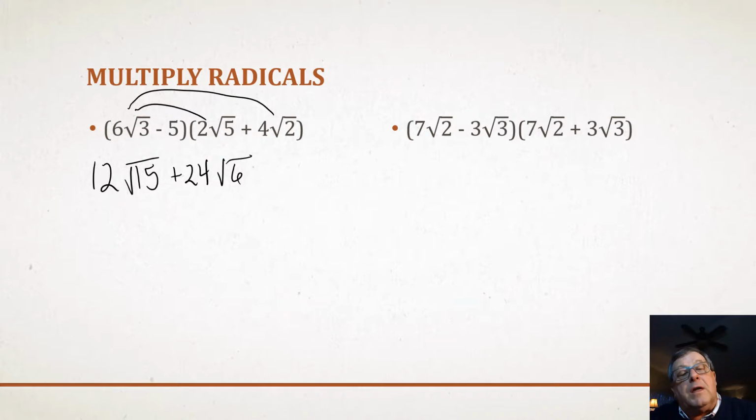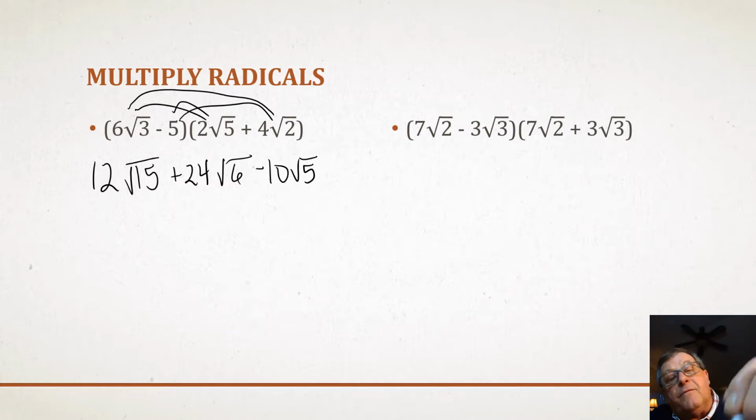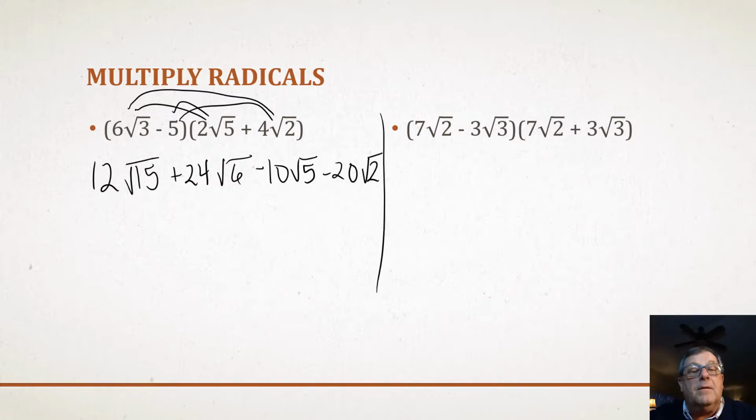And now let's do our inner. We've got negative 5 times 2 square root of 5. Well, that's going to give us negative 10 square root of 5. And then finally our last terms, negative 5 times 4 square root of 2. And negative 5 times 4 is negative 20 with the square root of 2. And Shazam, that's our answer.